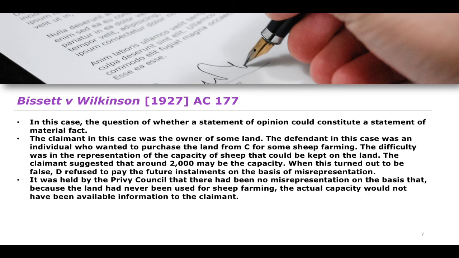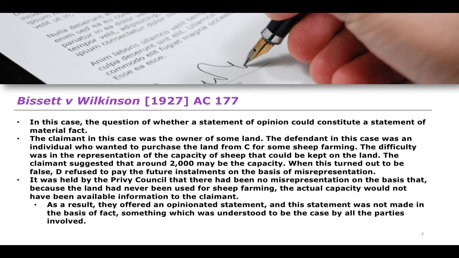So they just looked at how big the land was and made the assumption that they could farm 2,000 sheep on it. When this then turned out to be false, this was not misrepresentation, according to the Privy Council. They offered an opinionated statement, and this statement was not made on the basis of fact, and so it could not be understood on the basis of fact, and so the parties involved could not sue on the basis of misrepresentation, or at least could not refuse to pay on the basis of misrepresentation.